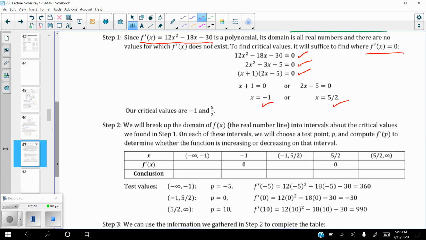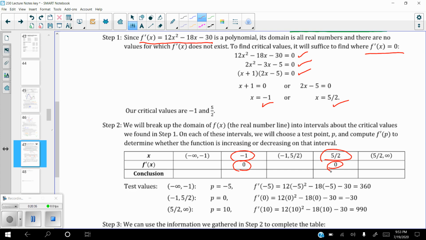Okay, so we're going to break this up into basically a real number line. The intervals that you see here are, first of all, I've listed our critical values, which is -1 and 5/2 numerically. Make sure they're listed numerically left to right. And then at those, the derivative was 0. That was the easy part.